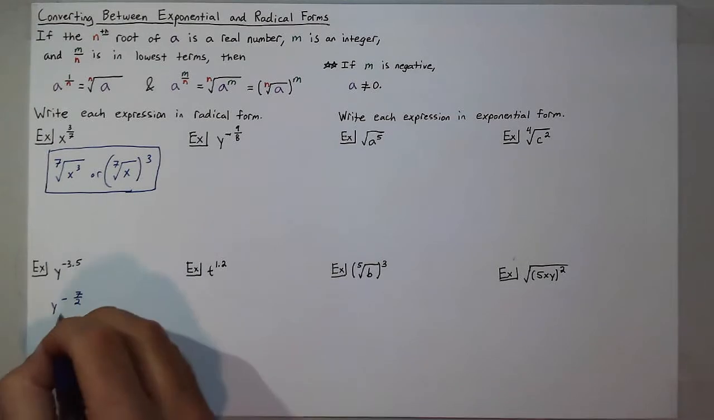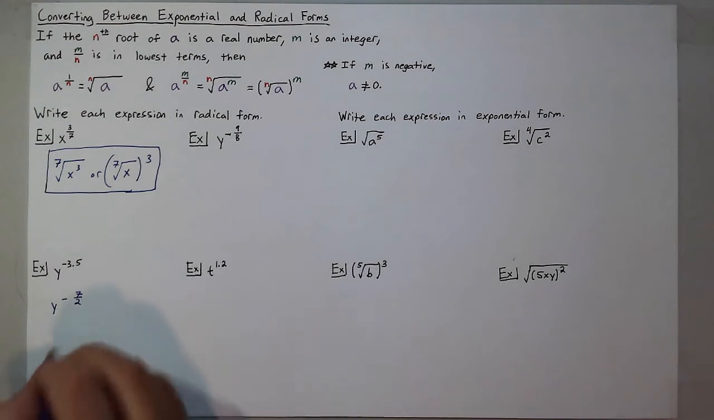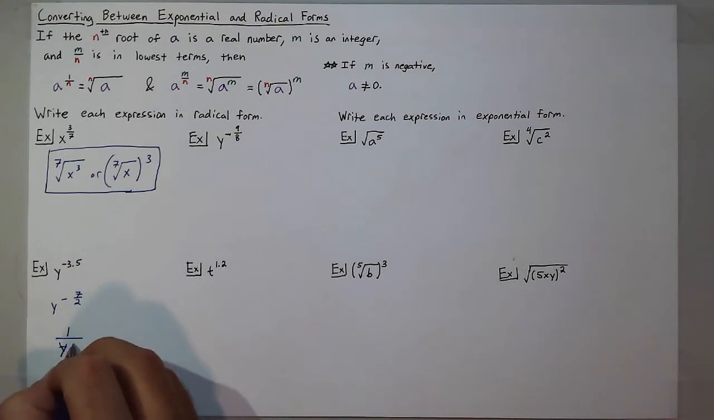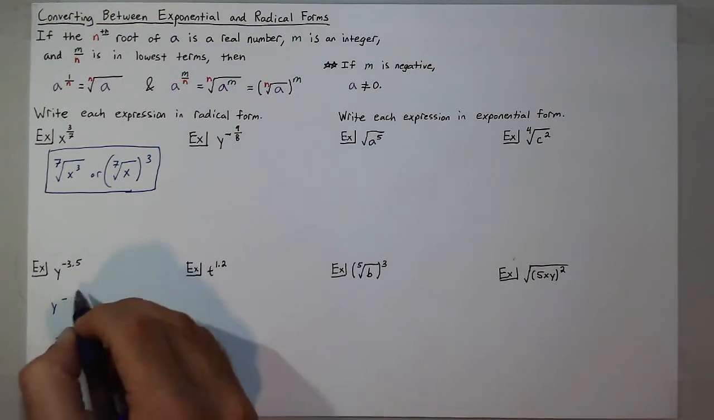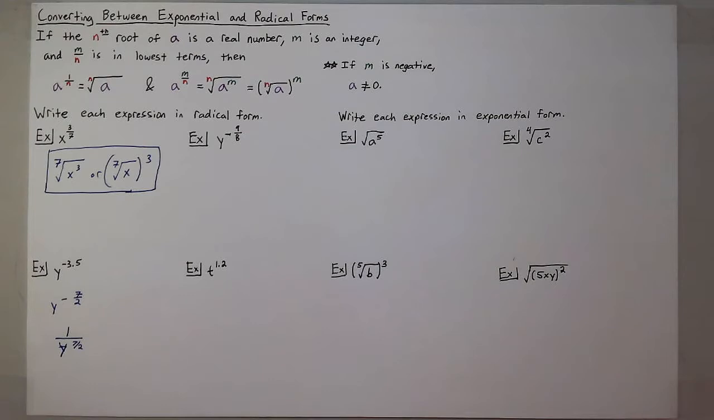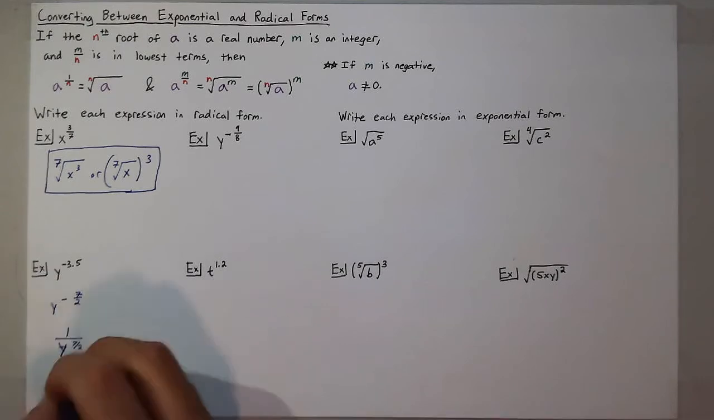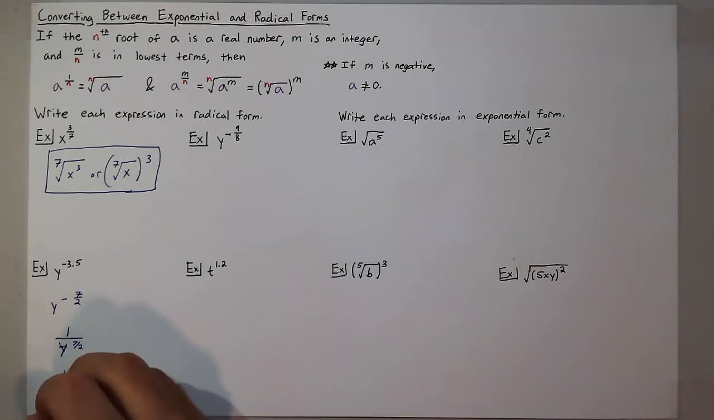And then we do have a negative exponent, so we do move that to the denominator. So we have y to the positive 7/2. We have a negative exponent, it moves to the denominator. And now we can convert it to its radical form, which will be the square root of y to the 7th power.